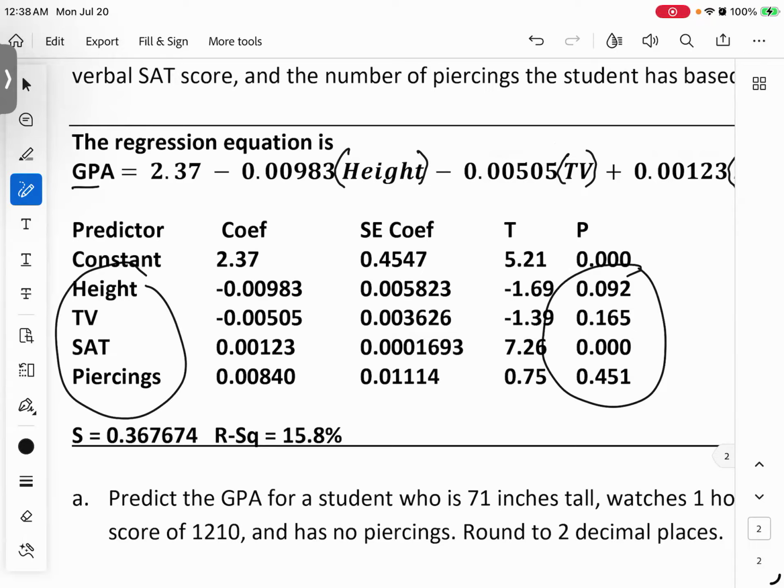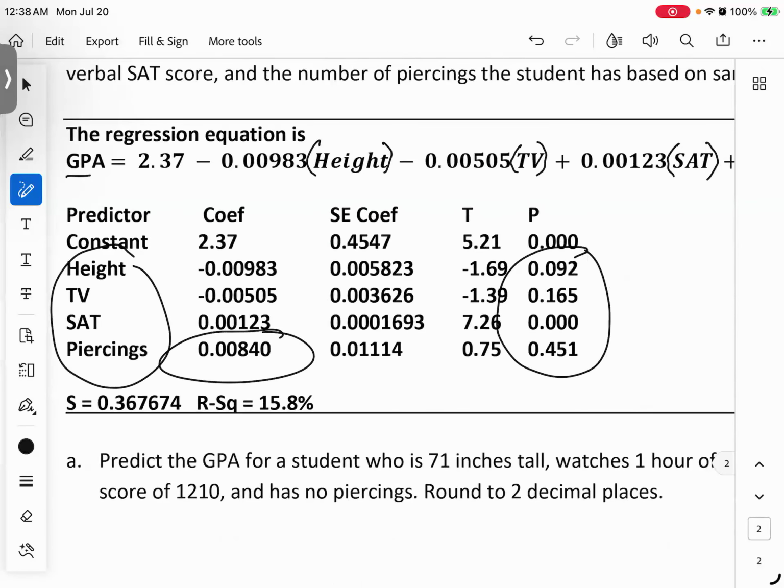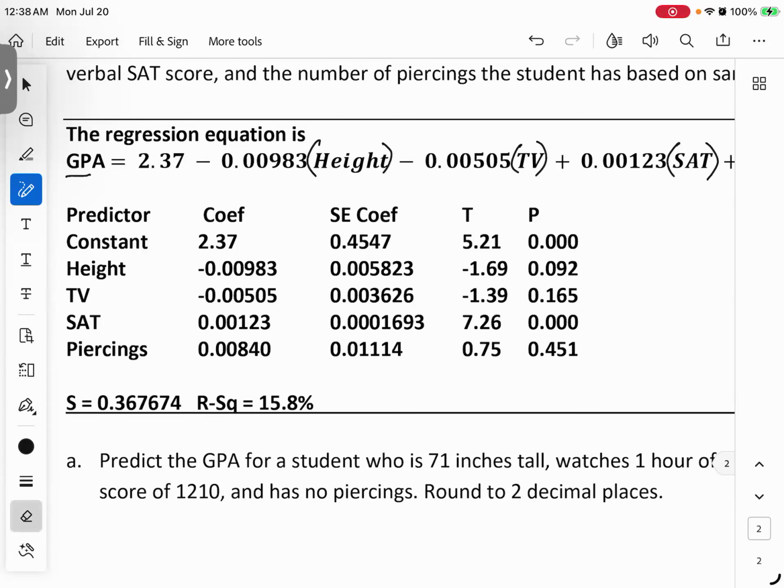So in that way, you can think of it like a ranking. That one having the best p-value is for sure the one that you want to keep an eye on in terms of being able to predict how good somebody's GPA is going to be. But you can see the worst one is whoever's got the p-value of 0.451, which is the piercings, right? And so although piercings is saying that for every piercing you get, your GPA is going to go up by 0.00840, there's a 45% chance that that was just a fluke. So don't go and start getting a bunch of piercings just to see if your GPA goes up, because it's probably not.